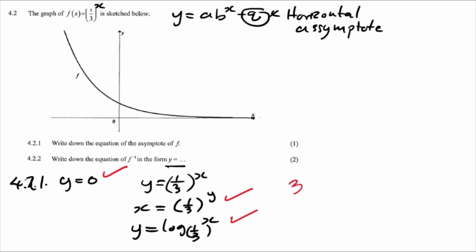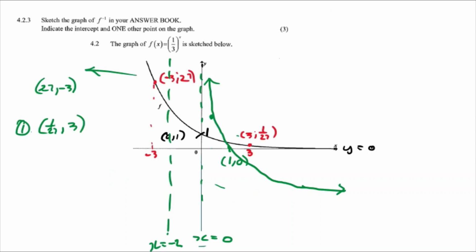And then the next question, we needed to sketch the inverse. So for the sketch of the inverse, it's how many marks? It's 3 marks. For the sketch of the inverse, you get a mark for the shape. So you get a mark for the correct shape, a mark for the x-intercept, and then you get a mark for any other point.